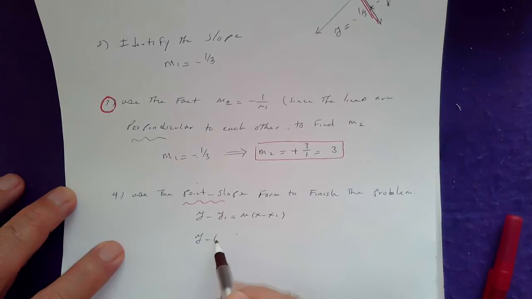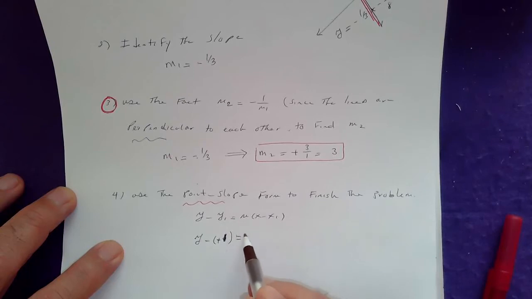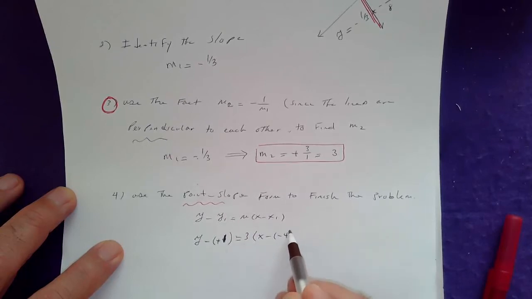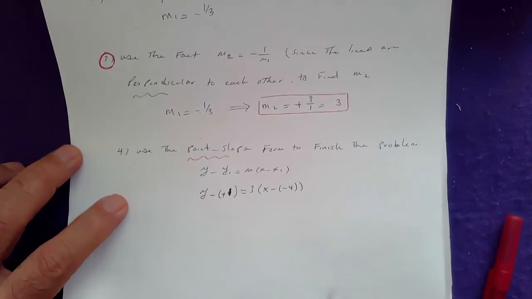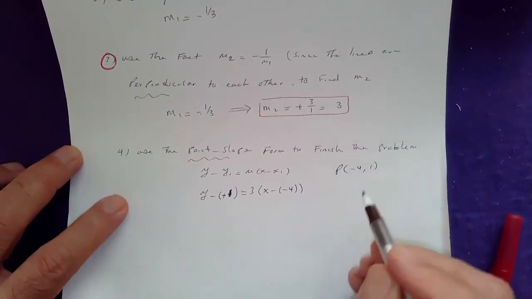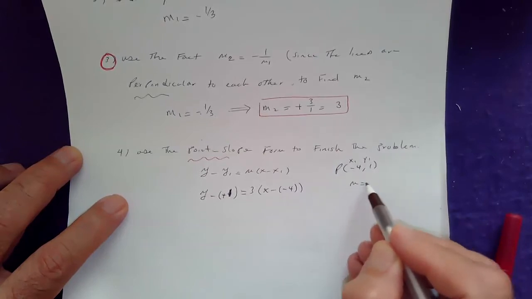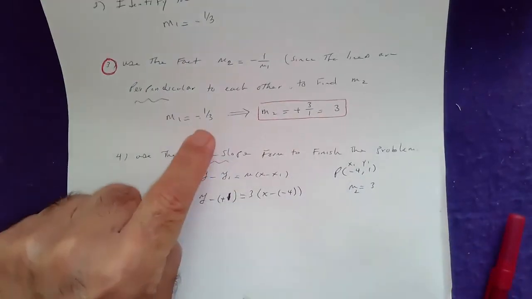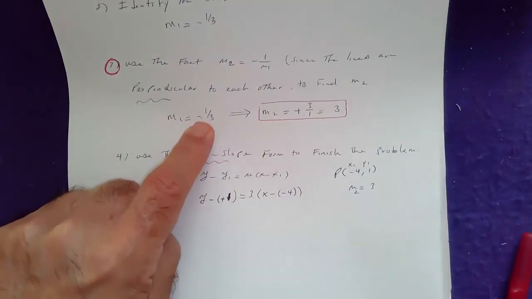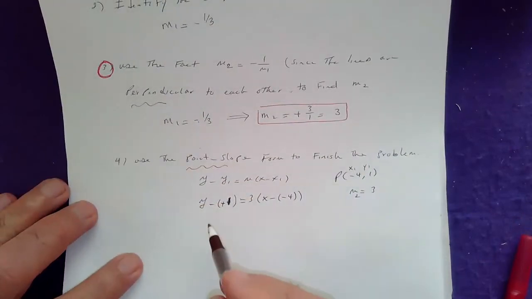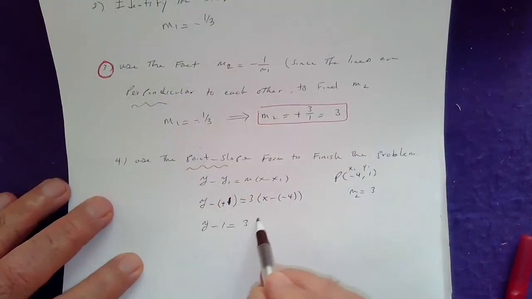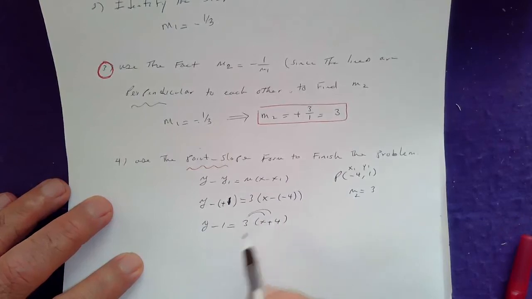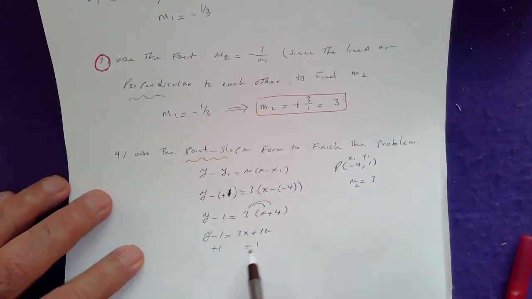So this would be y minus 1 equals 3 times x minus -4. So there you have it. Remember, the point was -4, 1. This is your x1, that's your y1, but the slope is not -1/3, it's 3. Okay? Because I had to take the negative reciprocal of this guy, which is 3. Alrighty, so this is y minus 1 equals 3 times x plus 4. Remove the parentheses. Y minus 1 equals 3x plus 12. Add 1 to both sides.